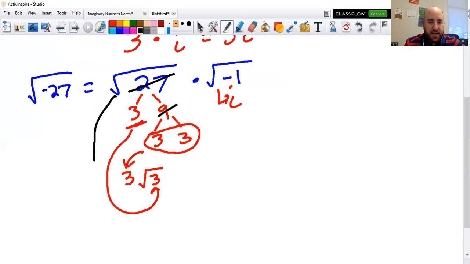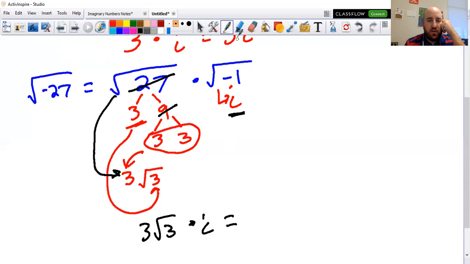I've now simplified this to this. Okay? So I've got 3 square root 3. I'm still multiplying. And then I still have my i from up here.